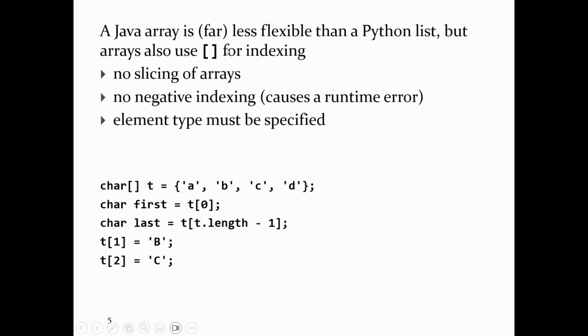Now a Java array is a lot less flexible than a Python list, but the way you use it looks a lot like a Python list. In particular, you can't slice an array. There's no easy way to get, say, the middle 3 elements of a Java array. In Python, you just use a slice. No negative indexing either. If you try to use a negative index, that results in an error. You get an exception being thrown.